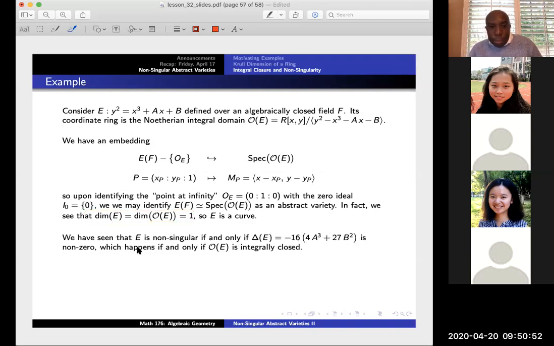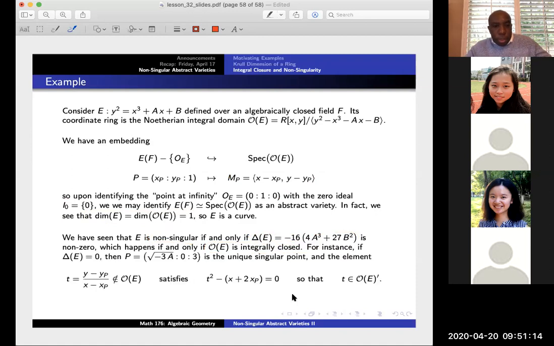But now, what about this idea of being integrally closed? We saw before that E is non-singular if and only if the discriminant here is non-zero. But according to our fancy theorems, that's true if and only if the coordinate ring here is integrally closed. So let me give you an example to show you what happens if the discriminant is 0, and therefore this coordinate ring is not integrally closed.